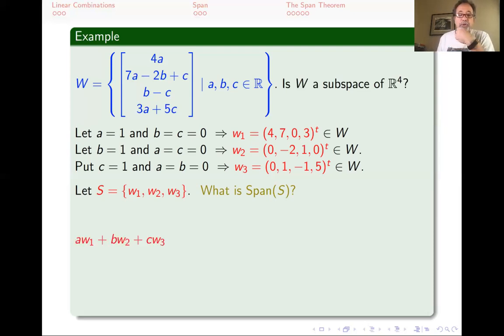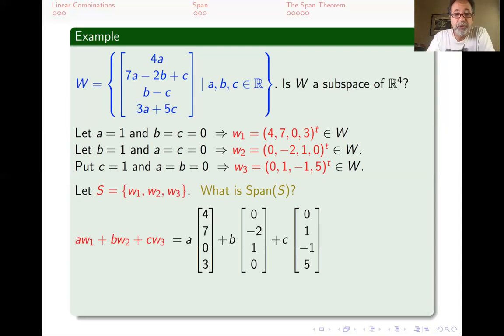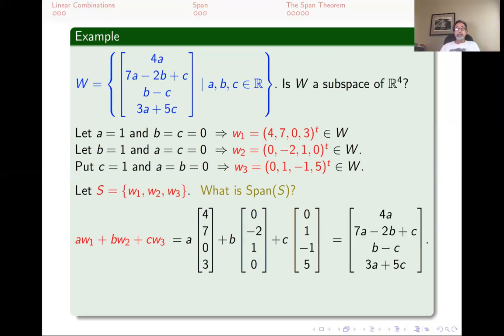So that means elements of the form A W1 plus B W2 plus C W3. And they are going to be of the form A times this column vector, B times that second one, and C times that. And if you combine this, you will get the typical element of W. So by finding linear combinations of W1, W2, W3, you can get everything in W. And in fact, you only get elements of W. The span of S is exactly W. And so W is the span of S.